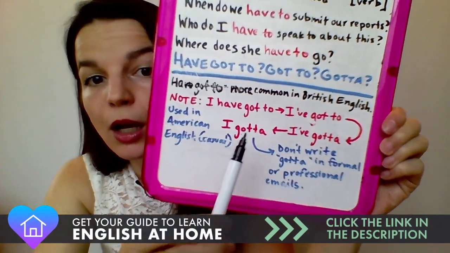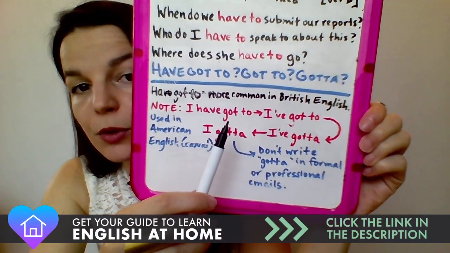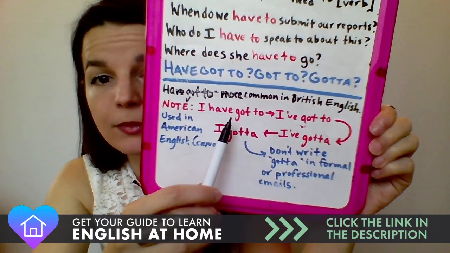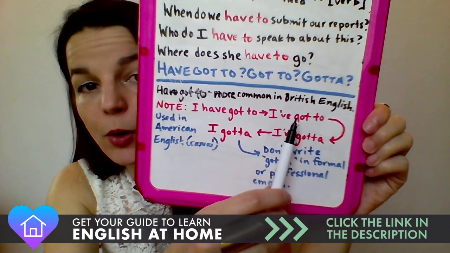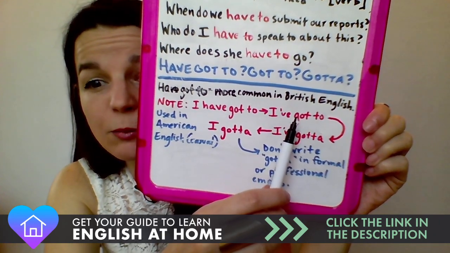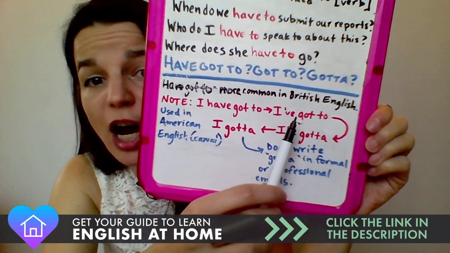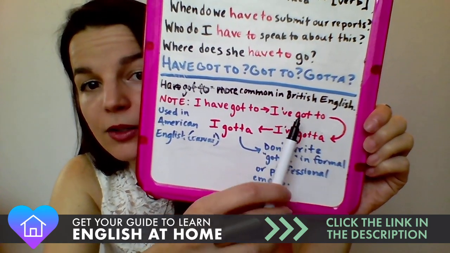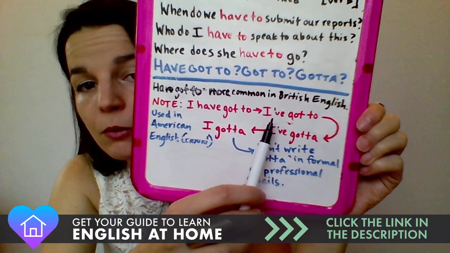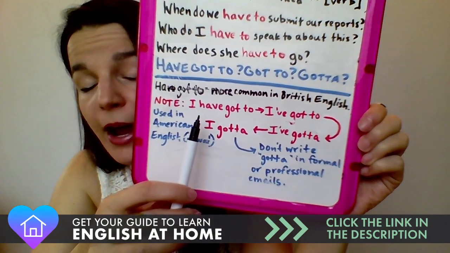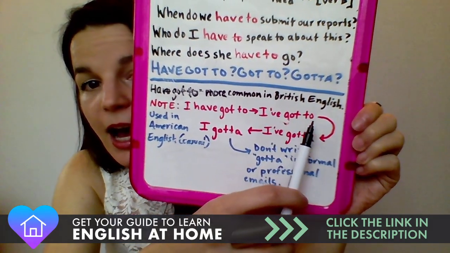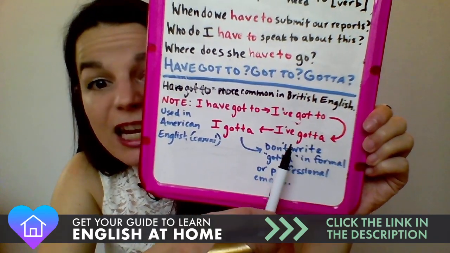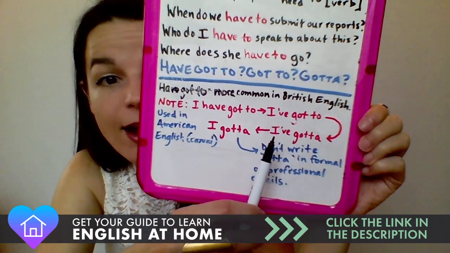What is the deal? I have got to. This pattern we don't really use in American English. I'm going to show you kind of a flow of what's happening here. I have got to. This is like the next step. So we've reduced I have to I've. I have became I've here, yeah? I have got to becomes I've got to, which becomes even shorter, I've gotta.